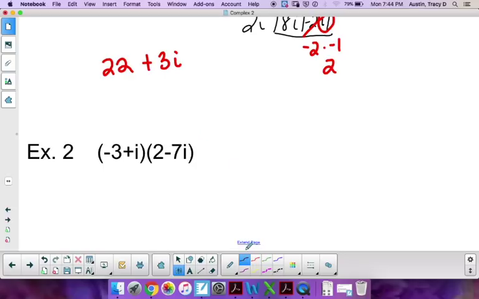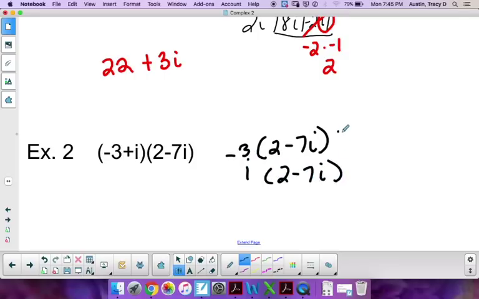Another method that I have seen people use is called double distributing. And that basically looks like this. You're going to do negative 3 times 2 minus 7i, and then you're going to do i times 2 minus 7i. And that's fine. Then you just, again, combine your like terms.